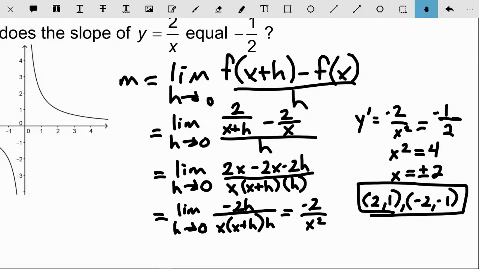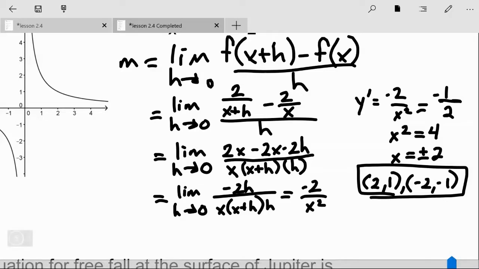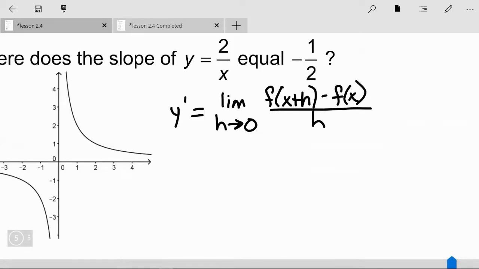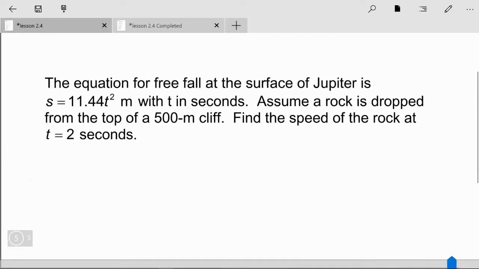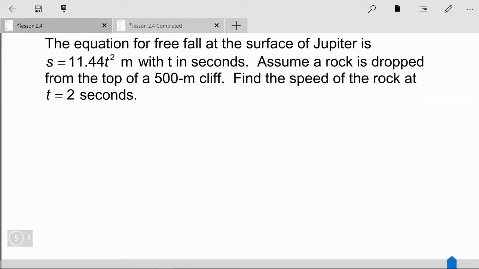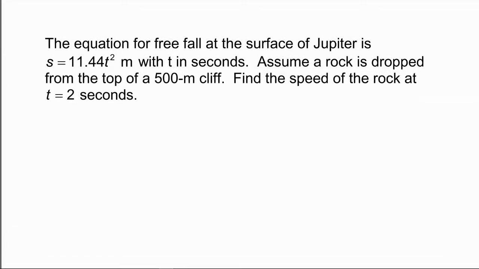Okay, so not that difficult to do from a setup perspective, but like I said, the algebra can get a little bit messy on these. All right, so there's one more example here that I want you to try. This one's more of an application type of problem. It says the equation for free fall at the surface of Jupiter is given by this position equation. Position is 11.44 t squared meters with t in seconds. Assume the rock is dropped from the top of a 500-meter cliff. Find the speed of the rock at time is 2 seconds.